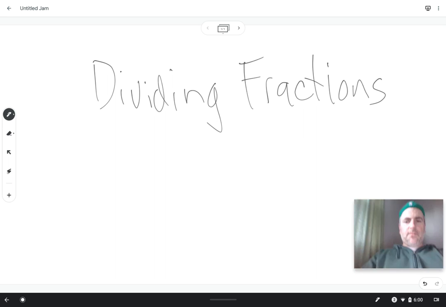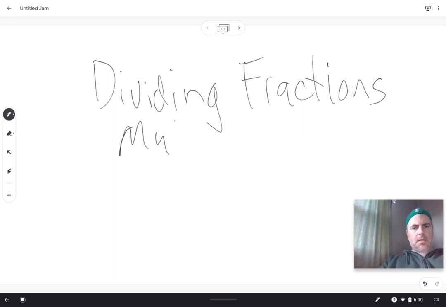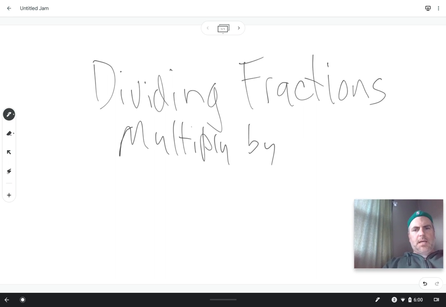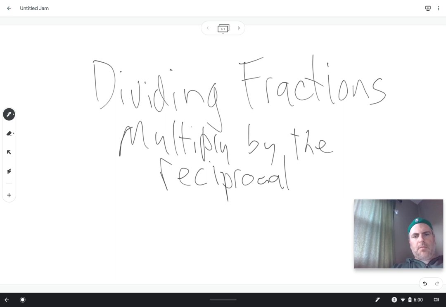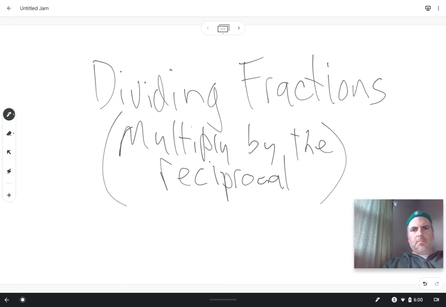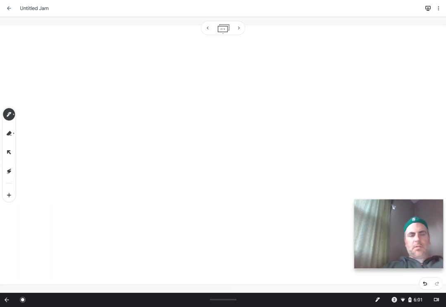So remember, the way we divide fractions is we are going to multiply by the reciprocal. Do we remember what that means? Reciprocal. Wow, terrible handwriting. So dividing fractions, the main thing we have to remember is multiplying by the reciprocal. Okay, so this is the second screen. So what does that mean?